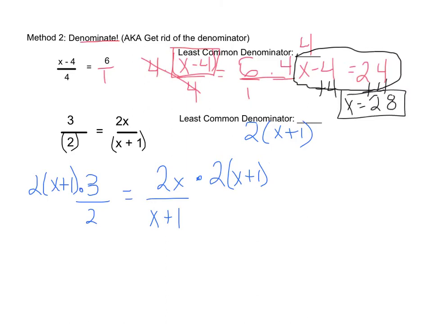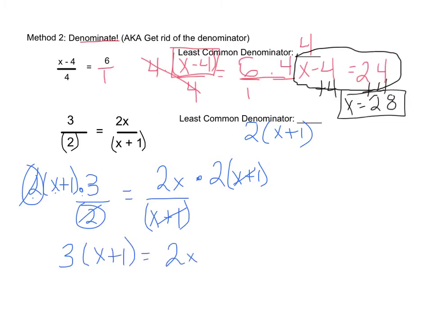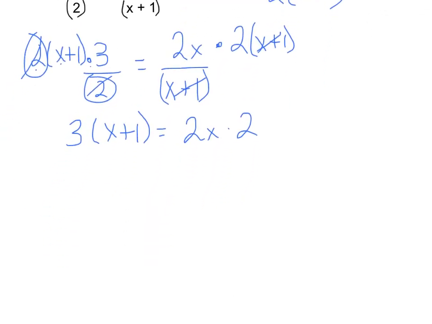Okay. Now, since I have a 2 on bottom here and a 2 on top there, and every chunk is being multiplied, I can cancel. Same thing with the x plus 1 and the x plus 1 there. Leaving me with a whole line without denominators. So I've got that 3, and I've got that x plus 1 left, equals 2x, and I've got a 2 left. I don't have any denominators left. That's why I love this method, because you can get rid of those denominators, which really throws a lot of people off, having those on the bottom there.